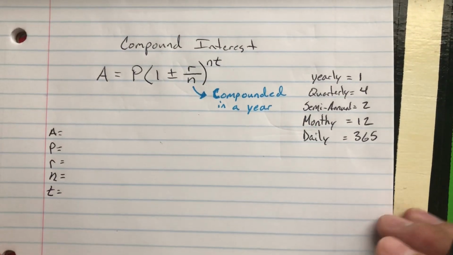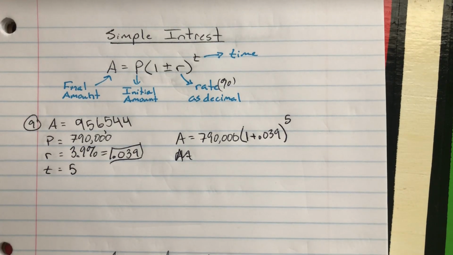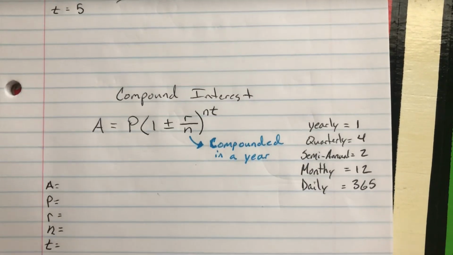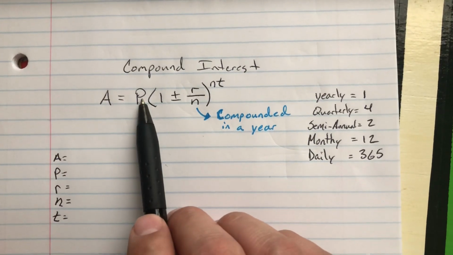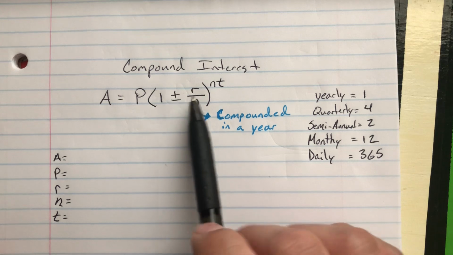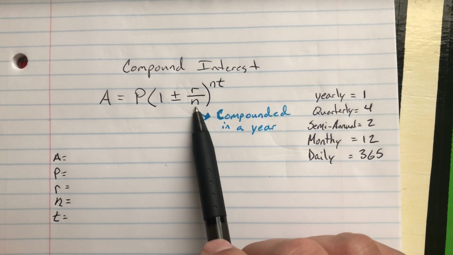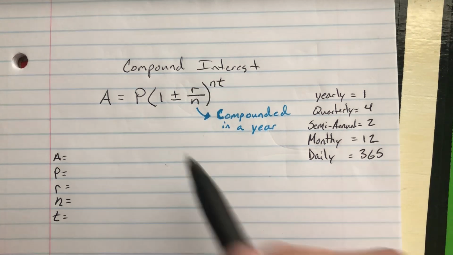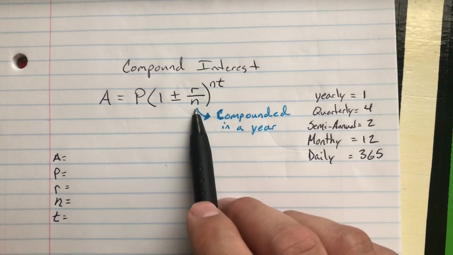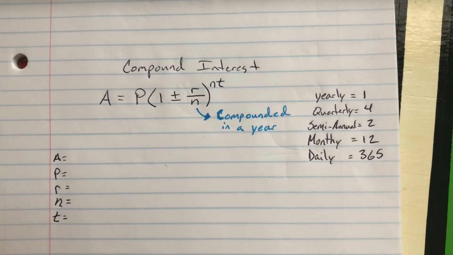Okay, so simple interest versus compound interest. You see the simple interest formula again. Compound interest is very similar. It still has our final amount, our initial amount, 1 plus or minus. This is what is different now: R divided by N, and then raised to the power of N times T. N is the thing that is new. N is how many times it's compounded within a year.